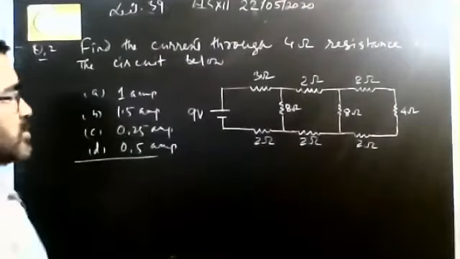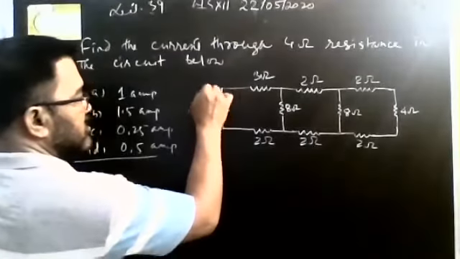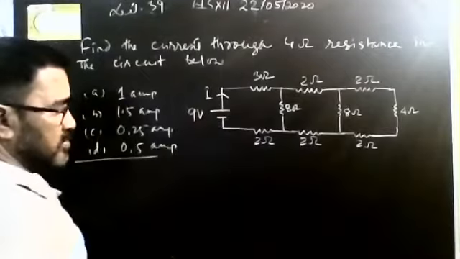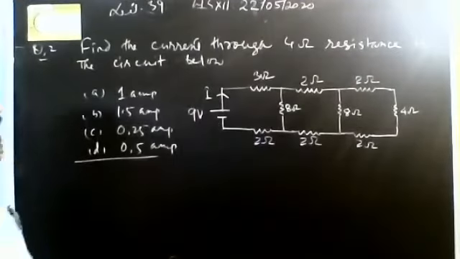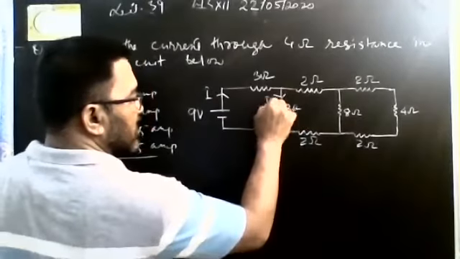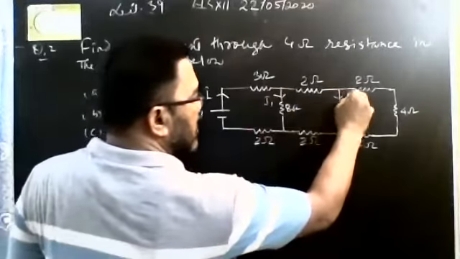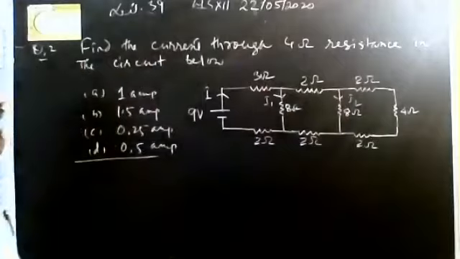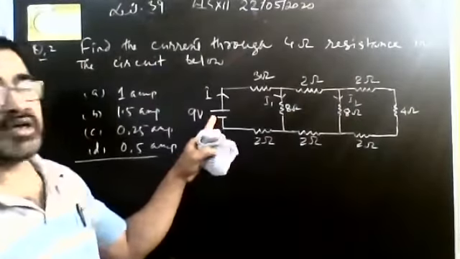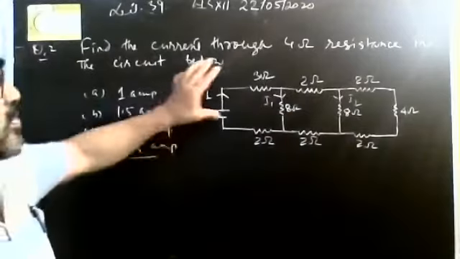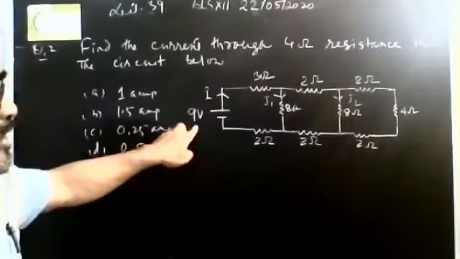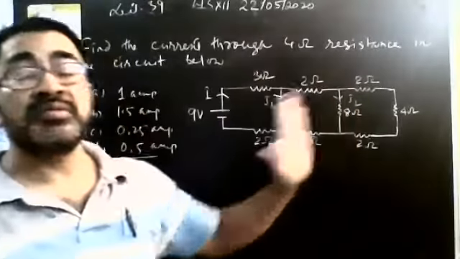You are asked to find out the current passing through 4 ohm resistor, right? So let me show you. Suppose I is the net current in the circuit. Through this some current I1 will pass. Through this some current I2 will pass, right? Again they will meet together and will come out, entering the battery as I. So the net current in the whole circuit will be I, and the battery is 9 volt. Now we need to find the equivalent resistance.